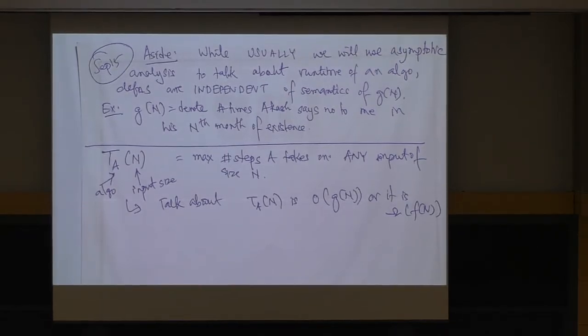So again, just to be sure, it's worst-case runtime analysis. You're given the input size n, and T of n is the maximum possible runtime over all valid inputs of size n.